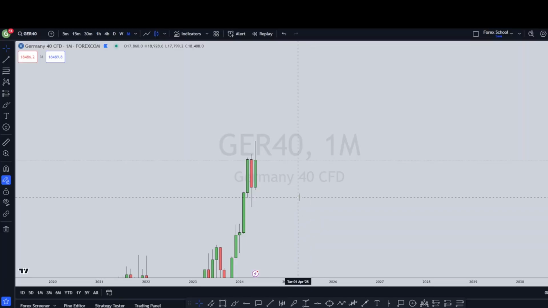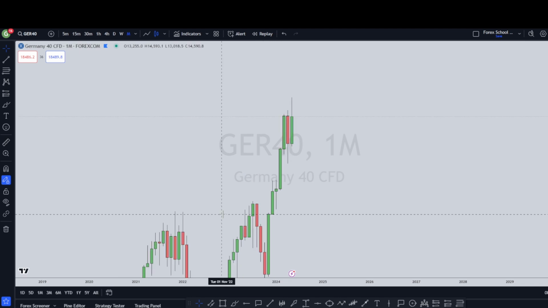Let's go. This is the German 40, or you could call it the DAX 40. It's an index from Germany, just like you would see the Nasdaq 100 and the FTSE 100 for the UK, or the US 30 or the Dow Jones. But now, particularly, this is the German 40. It is an index from Germany.